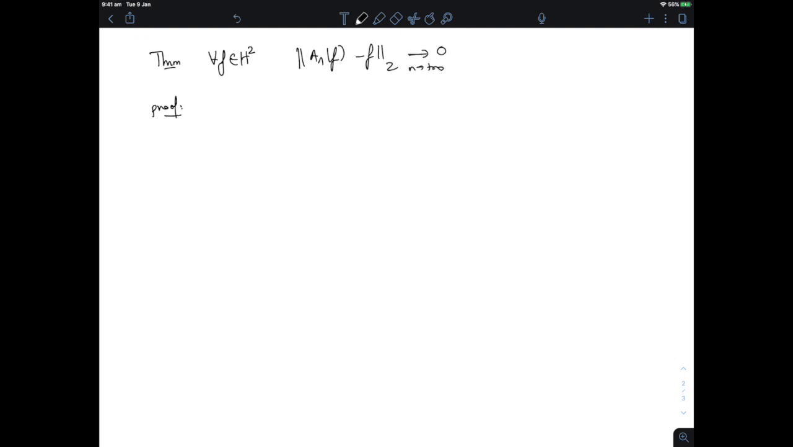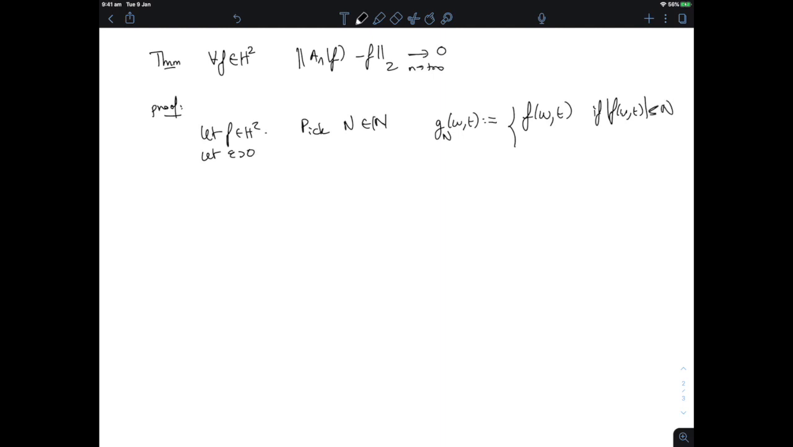Well, you take an f in H2, you give yourself an epsilon, and you pick N large enough such that if you define g_N of omega and t to be equal to f of omega, t if the absolute value of f of omega, t is less or equal than N, and you put it equal to N if f of omega, t is greater than N.